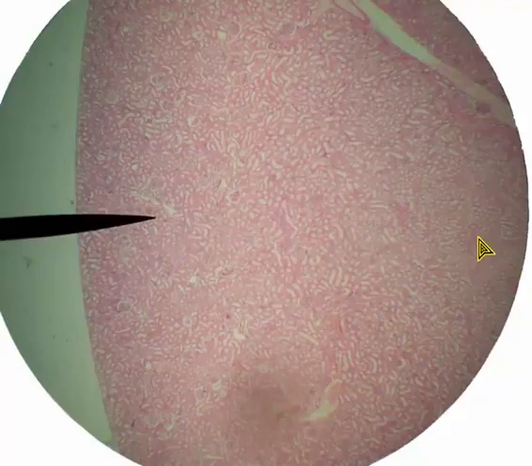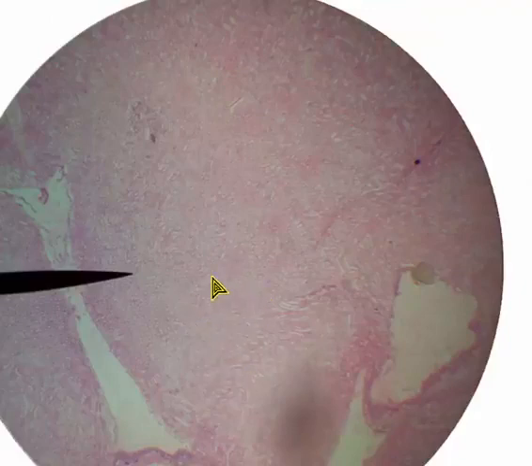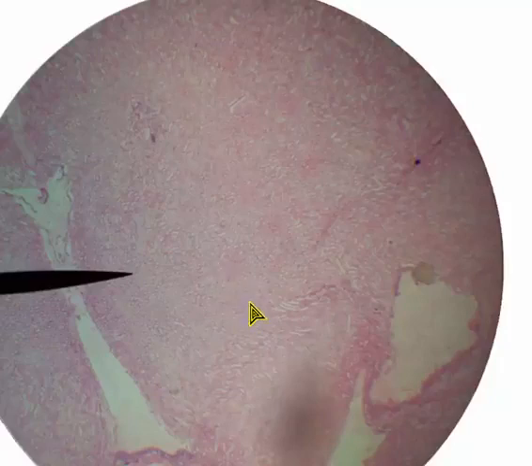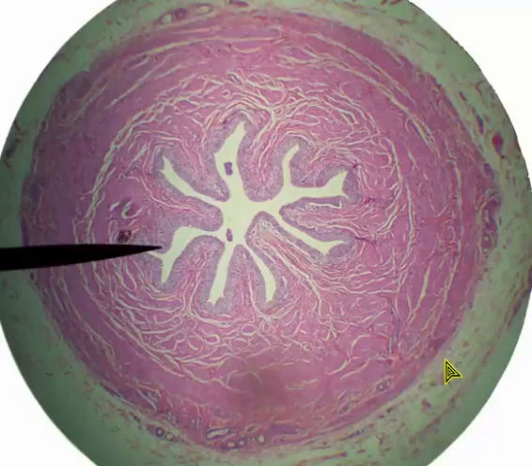And then name this region. And the answer to that is medulla, or renal medulla, or medullary region. Moving on here, what region of the kidney are we looking at here? And again, that's medullary region, or medulla. Last one, last image. Name the organ that this section comes from. And the answer to that is this is the ureter.